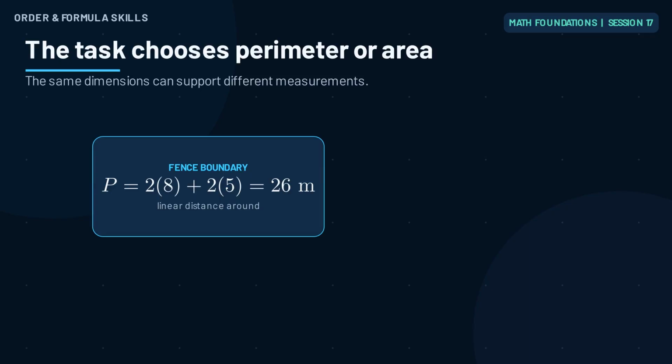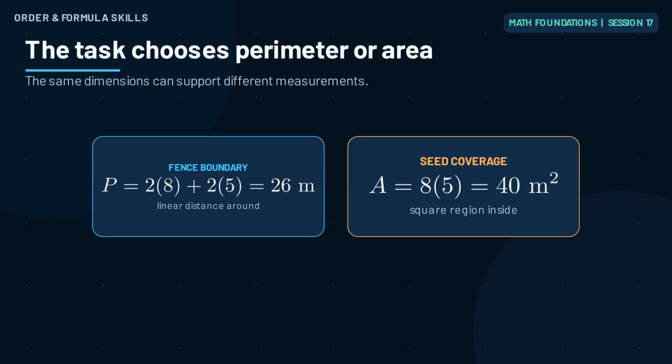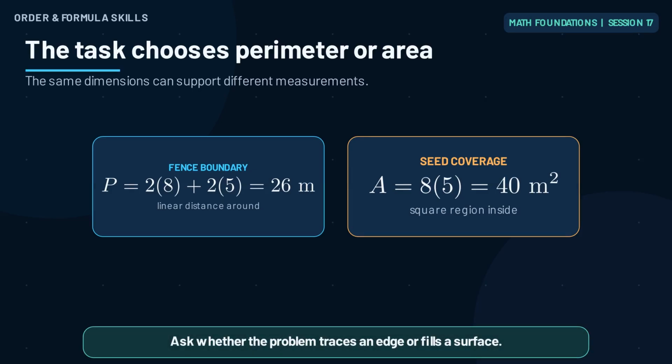A rectangular garden is 8 meters long and 5 meters wide. Fencing goes around the boundary, so use perimeter, 2 length plus 2 width. Grass seed covers the flat interior. Coverage uses area, length times width. The numbers 8 and 5 do not choose the formula. The requested measurement does. Boundary answers use linear units, while coverage answers use square units. Ask whether the problem traces an edge or fills a surface.